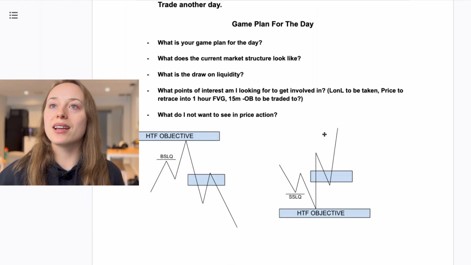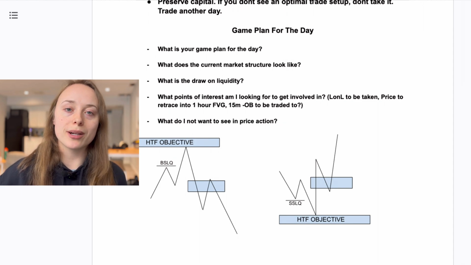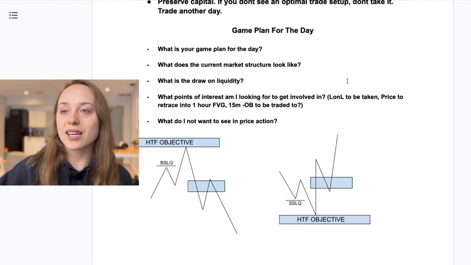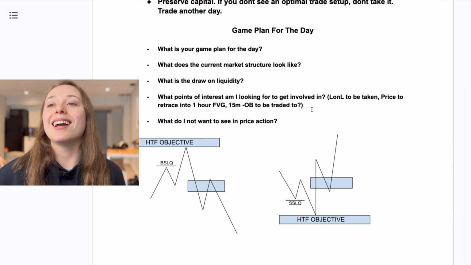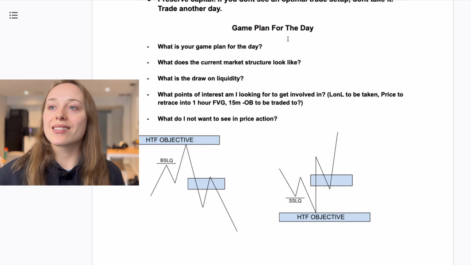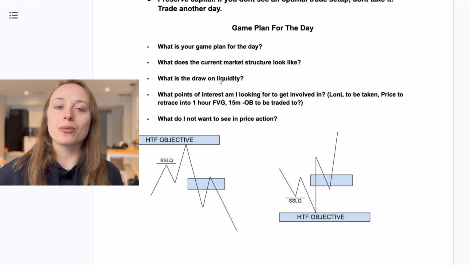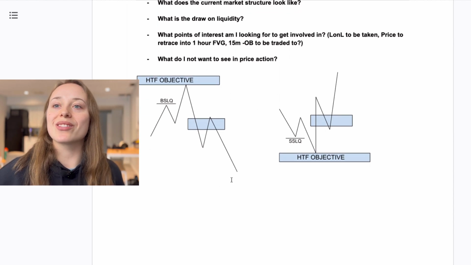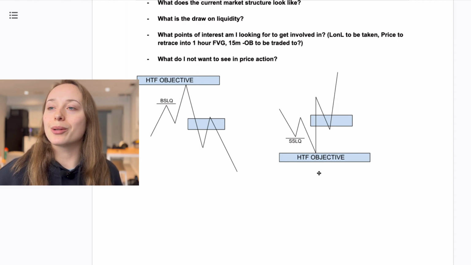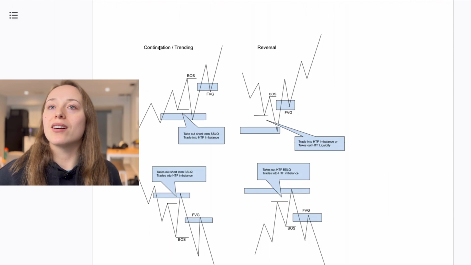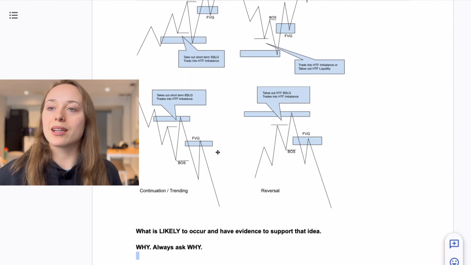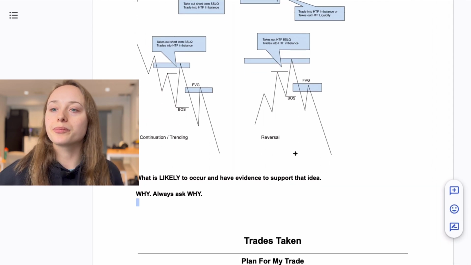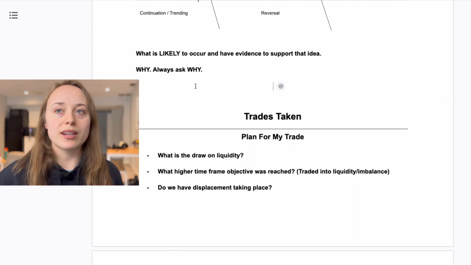We also have our game plan. So I go over these points and determine what my game plan is for the day, what I'm looking for in the day. This is a good headspace to be in when you're starting out your day. So I definitely like making sure I know what I'm looking for and what we want to see happen. Then I have a couple of pictures here, market action that I would like to see take place. We have a couple more of what we would like to see take place in these certain market conditions. And then, just always asking why.